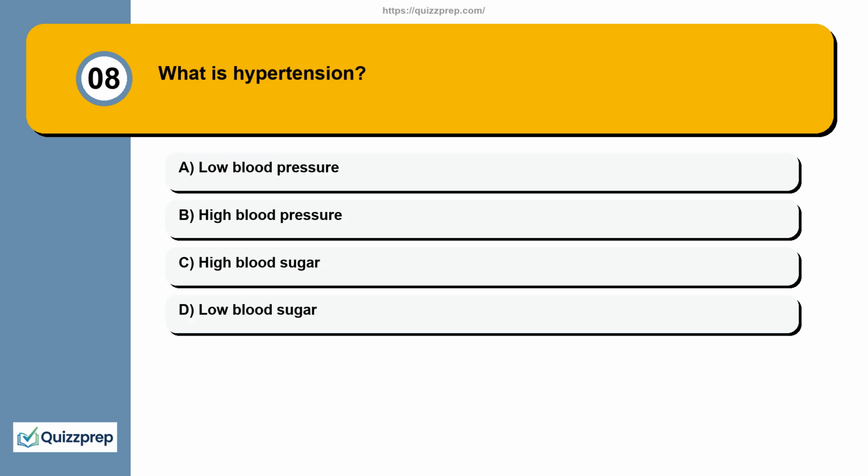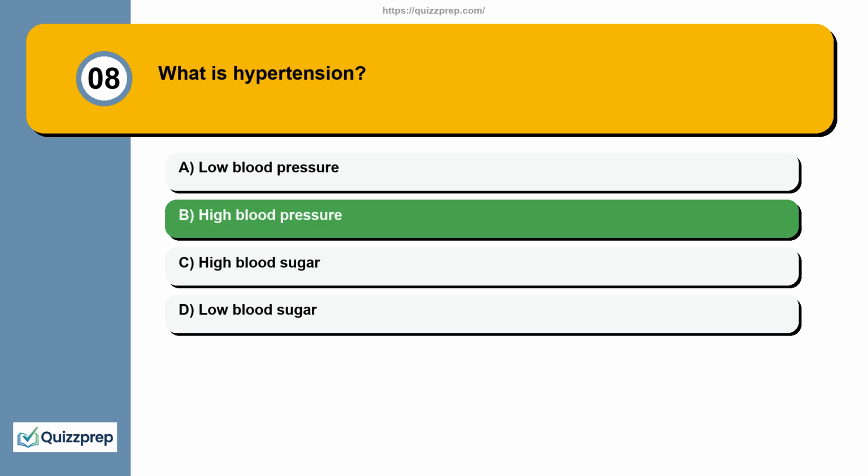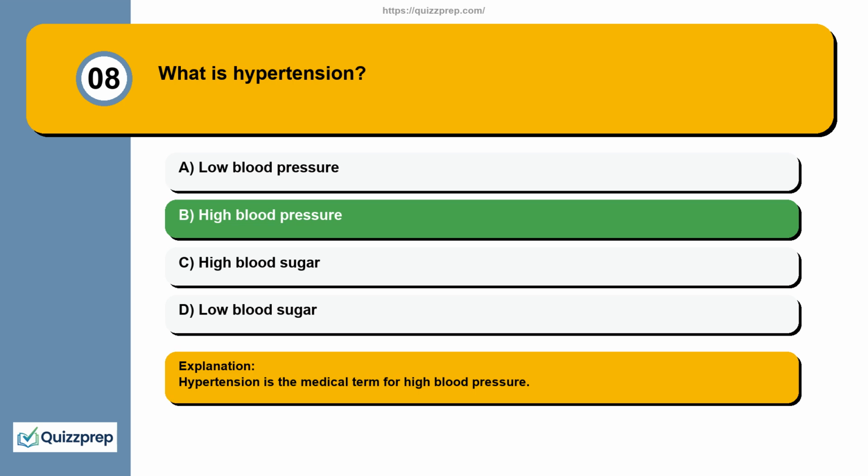Question 8. What is hypertension? Here are your options. Option A. Low blood pressure. Option B. High blood pressure. Option C. High blood sugar. Option D. Low blood sugar. The correct answer is option B. High blood pressure. Explanation. Hypertension is the medical term for high blood pressure.